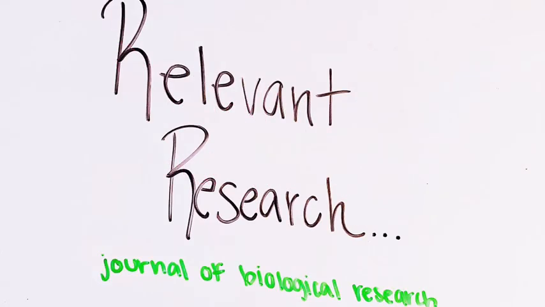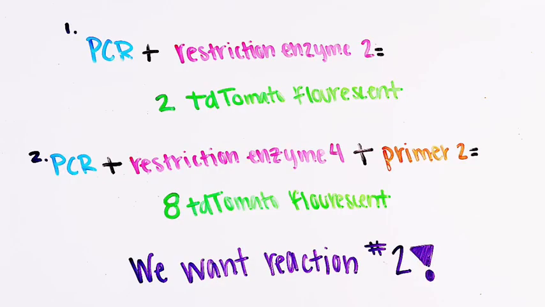Relevant research from the Journal of Biological Research. Over the last decade, cloning has transformed biological science. In this research, the polymerase chain reaction product was put into plasmids and cloned. This was to test to see if using different restriction enzymes and primers would produce more of the tdTomato fluorescent gene. This is just one example of the use of molecular cloning.